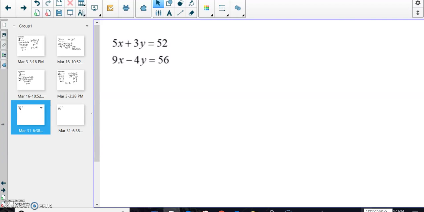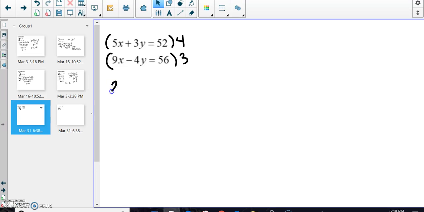Now I'm going to eliminate the y's again, because one is positive and one is negative. So in this example, I'm going to multiply this top equation by 4. And the bottom equation, the whole thing, I'm going to multiply by 3. And I'm going to be able to eliminate the y's.